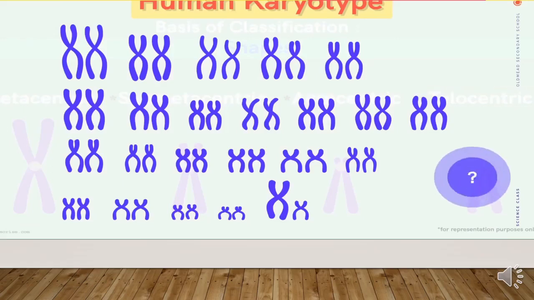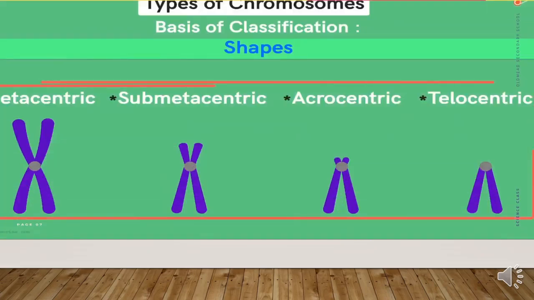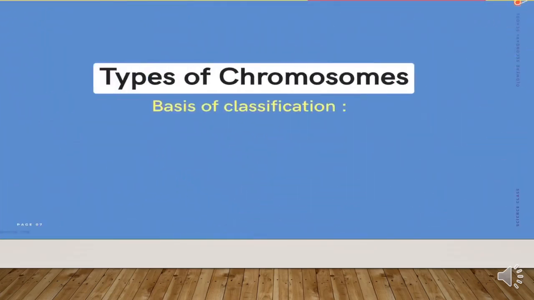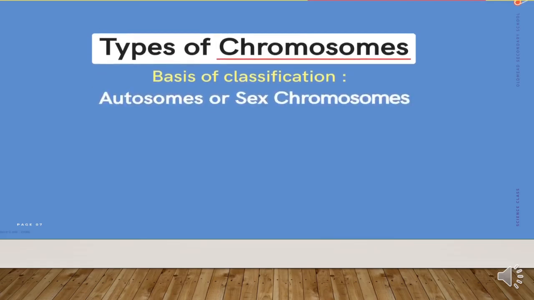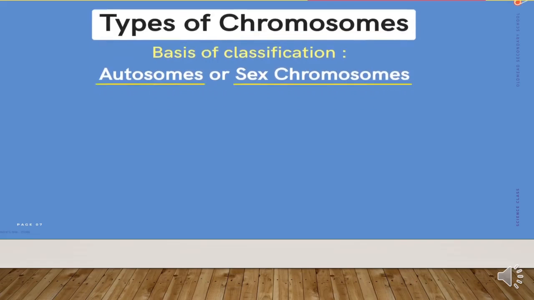But what is a karyotype, you may ask? Well, it's one way of representing all the chromosomes found in a cell. This is how chromosomes are classified on the basis of their structures or shapes, to be precise. Now let's have a look at the other type of classification. This is a much simpler type of classification. Here, the chromosomes are classified as either autosomes or sex chromosomes. Now what could these be?